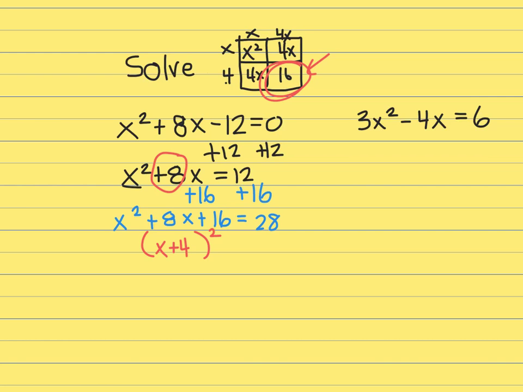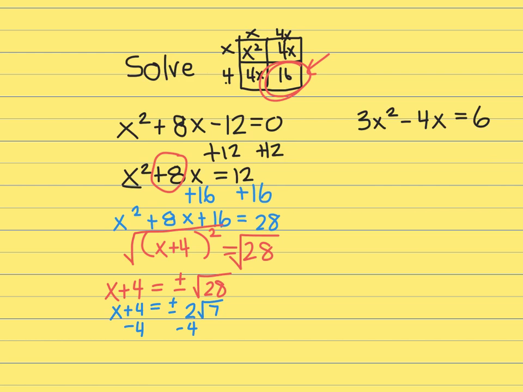So then this is equal to 28, and I've created a square root problem. I'm going to take the square root of each side. So I get x plus 4 equals plus or minus the square root of 28, because that number can be positive or negative to get 28. 28 breaks down into 2 root 7. So x plus 4 equals plus or minus 2 root 7, and then I'm going to subtract 4 at the end. So your solution is negative 4 plus or minus 2 root 7. These are not like terms, so I'm not going to add them together.